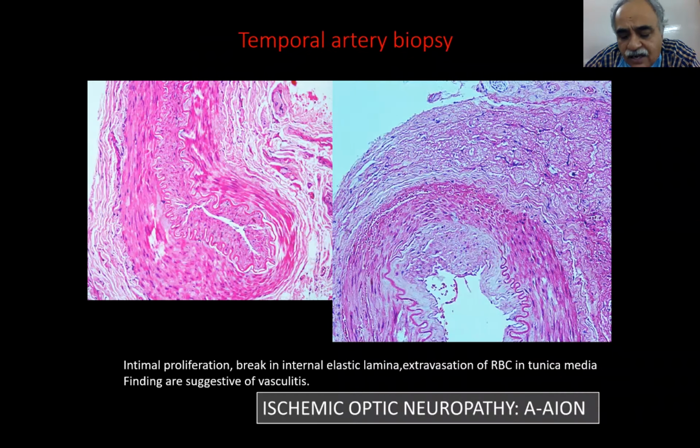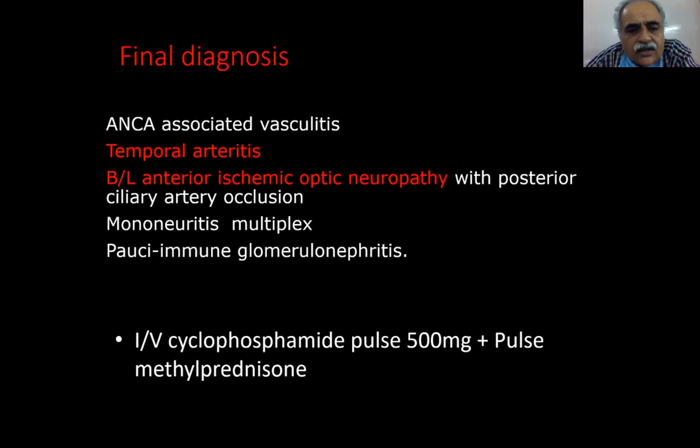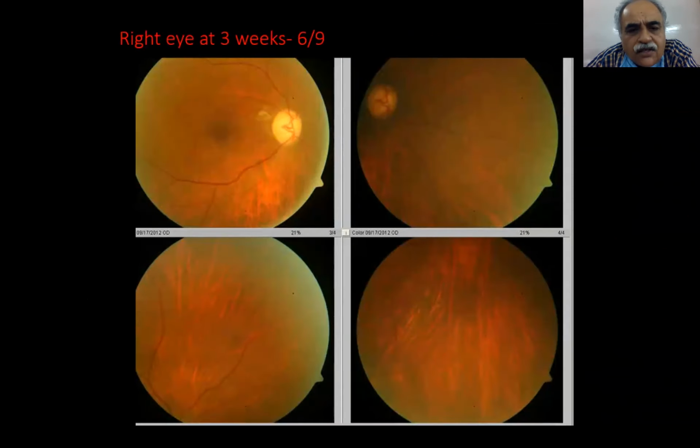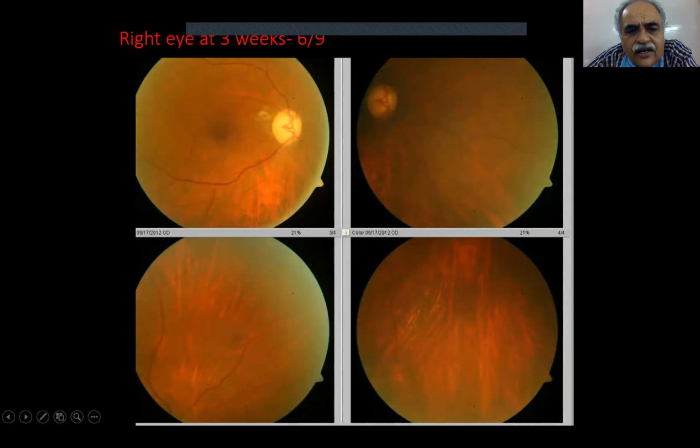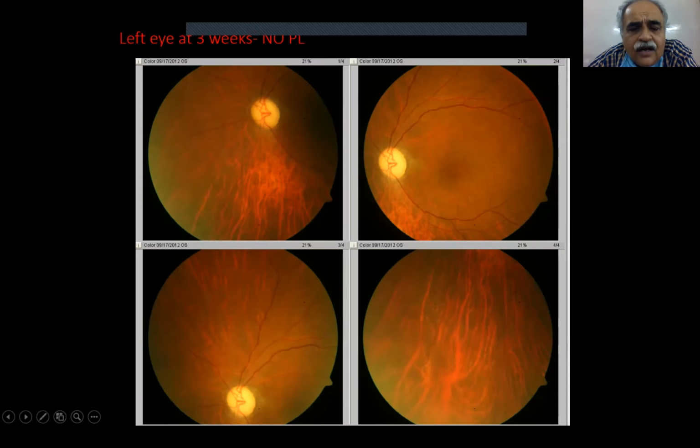Treat in addition to or before your investigations are coming. So that's what arteritic AION is. You put the patient on steroids, and in the right eye at 3 weeks, you're getting to see optic atrophy. Optic pallor would be the right word, right? That choroidal infarction has reduced in size, but it is still there. And the left eye is showing a worse looking, a more ominous looking optic disc with no PL.